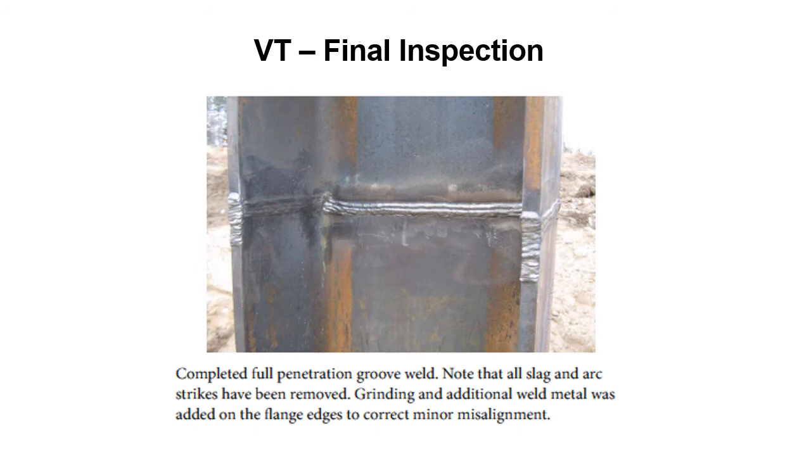WIT-T final inspection. Completed full penetration groove weld. Note that all slag and arc strikes have been removed. Grinding and additional weld metal was added on the flange edges to correct minor misalignment. Take note of the contour of the welds, everything's been shined up, buffed up. They didn't leave any arc strikes or spatter on there. Everything looks really good for the inspector to come in and do his job. They deslagged it. This is what the final inspection of a weld should look like. All cleaned up and ready to go.